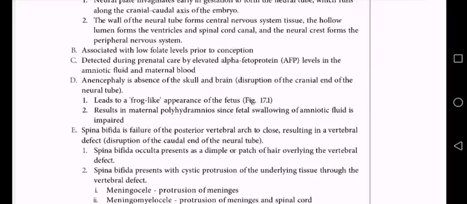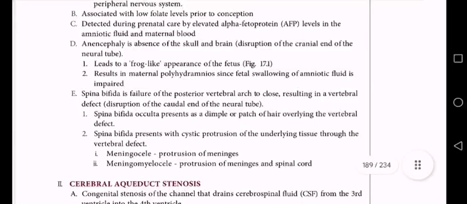Spina bifida is failure of the posterior vertebral arch to close, resulting in a vertebral defect, disruption of the caudal end of the neural tube, and spina bifida occulta presents as a dimple or patch of hair overlying the vertebral defect. So, spina bifida presents with cystic protrusion of the underlying tissue through the vertebral defect. And here you would see a meningocele, which is a protrusion of meninges, but the other one is a meningomyelocele, which means that it's a protrusion of meninges and spinal cord.